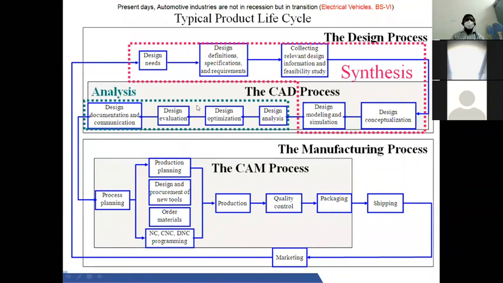Whatever be the design, you have to manufacture. This rectangle is referring to the manufacturing activity. In this, if you look at this, this is up to the shop floor. Process planning, production planning, design and procurement of new tools, order materials, CNC, NC, DNC code programming, code generation. So by using machinery, you have to do production. Once product is made, you have to check the quality, either automated or manual. You have to do packaging, shipping, and again you are launching your product to the market here.